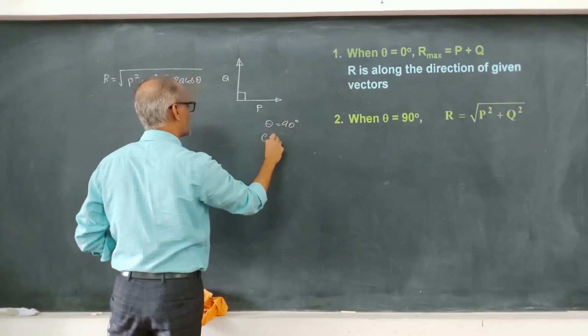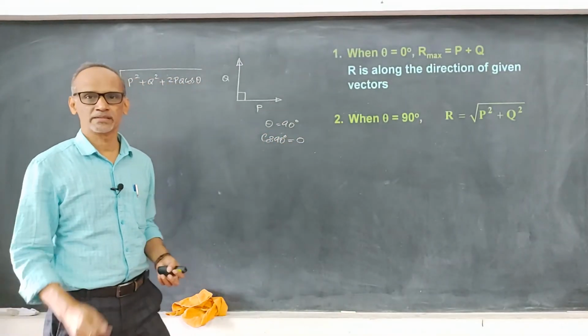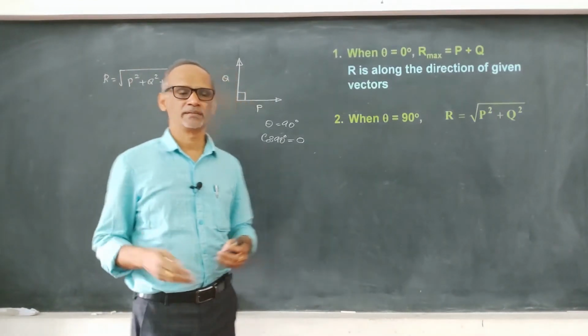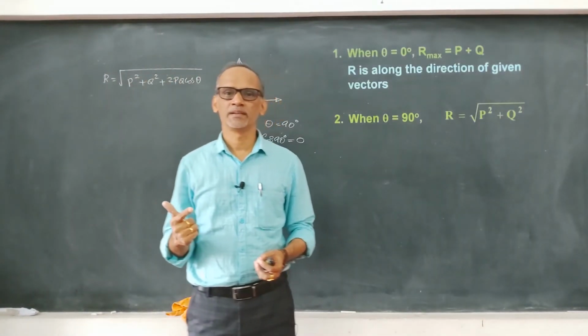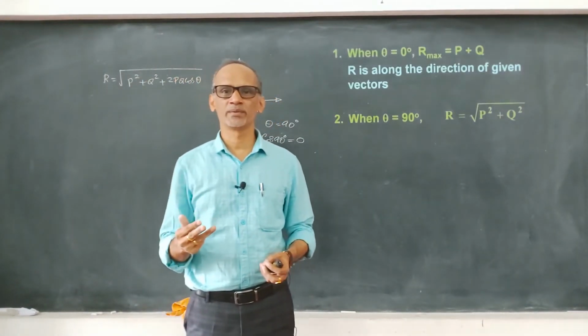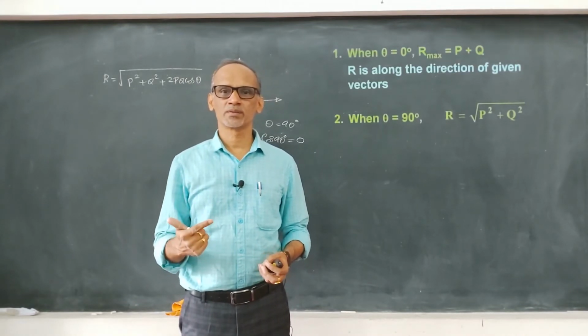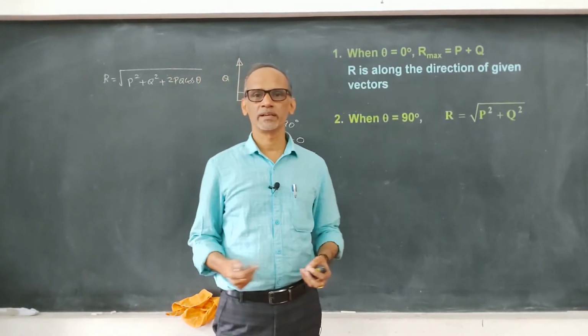Theta is 90 degree. What is cos 90 degree? That's equal to 0. Again, look at the table. So that's why study the table, the one with the standard values which are given. Like sin 0 is 0, sin 30 is half, sin 45 is 1 by root 2, sin 60 is root 3 by 2, and sin 90 is 1. Cos 0 is 1, cos 30 is root 3 by 2, cos 45 is 1 by root 2, cos 60 is half, and cos 90 is 0.